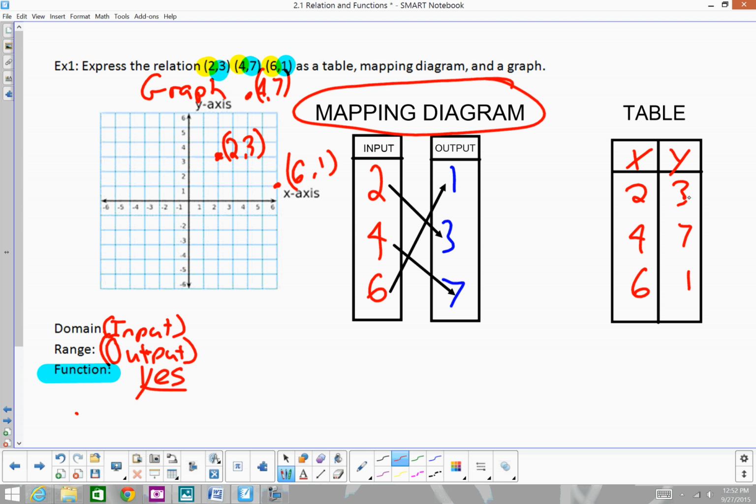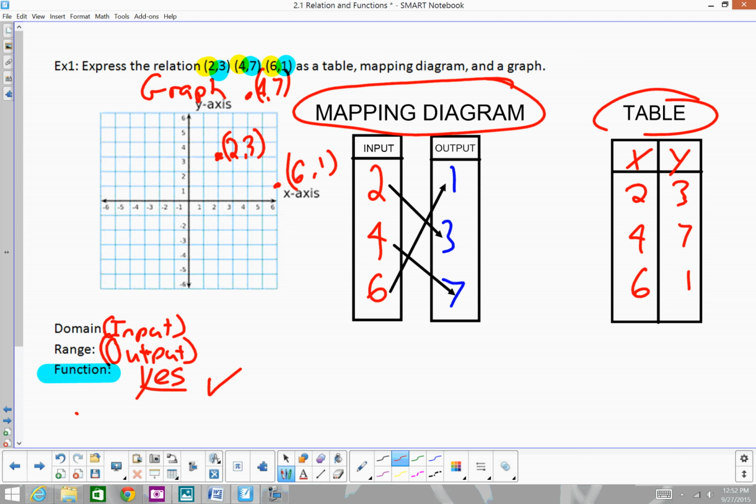Okay, lastly, you're going to go to your table. Simply look down your x column. Do you see any x values that repeat? 2, 4, 6? I do not. So then in this case, it is going to be a function, so yes.